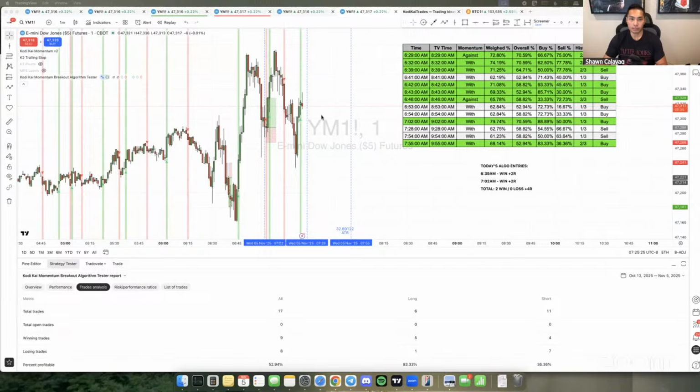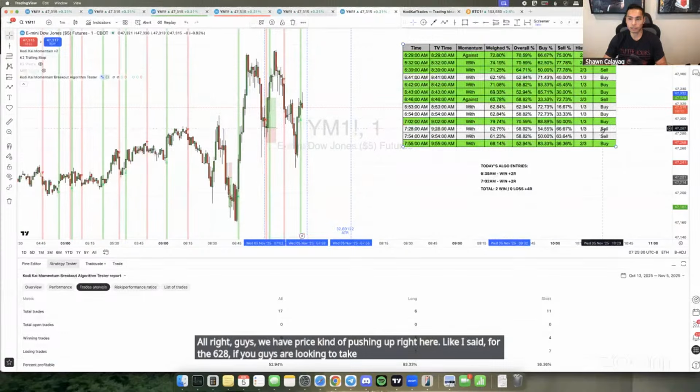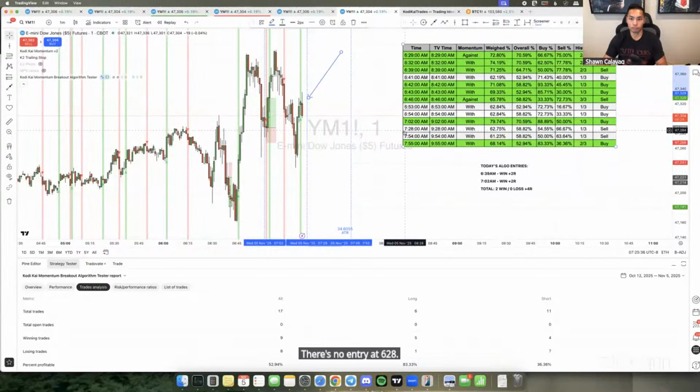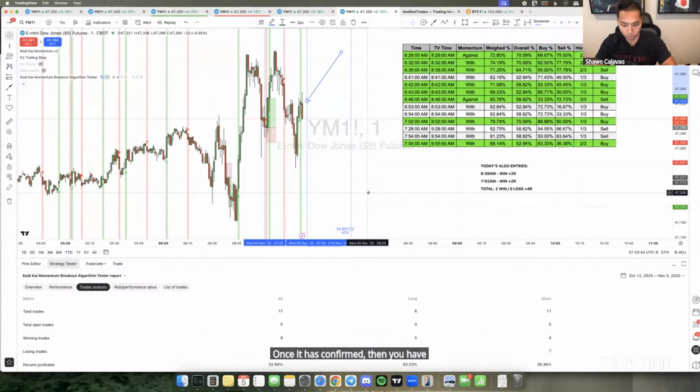All right, guys, we have price kind of pushing up right here. Like I said, for the 628, if you guys are looking to take it, it's supposed to be a sell entry with momentum. So if we don't get a sell signal here, there's no entry at 628. Just something to keep in mind. You want to wait for a sell signal here to confirm. Once it has confirmed, then you have opportunity for entry there.